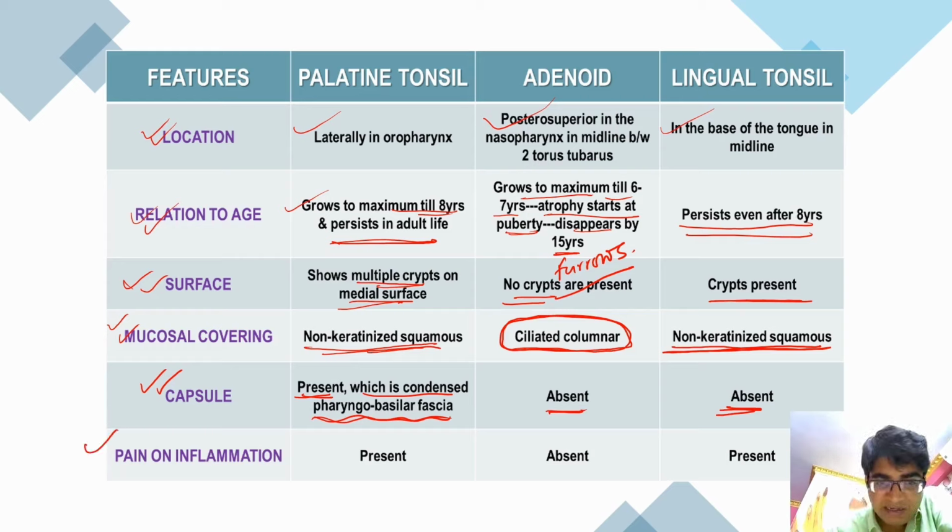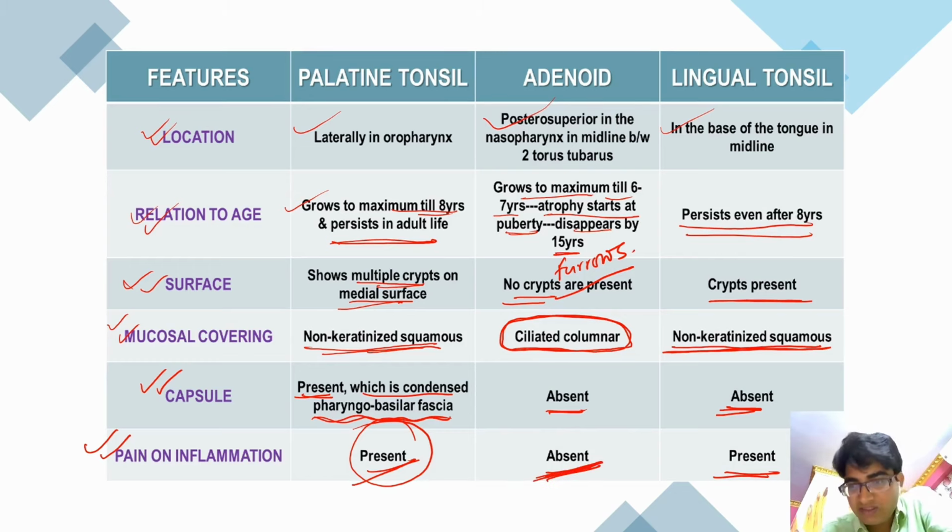Correct? Then pain on inflammation. Palatine tonsil, obviously in tonsillitis, pain occurs in the throat. Lingual tonsil, again throat pain may happen, but adenoids generally don't ache. That means there is no pain on inflammation of the adenoid in the nasopharynx region, but obviously there can be a referred pain to the ear. That is a different issue, but mostly pain is absent in the adenoid area. Correct?